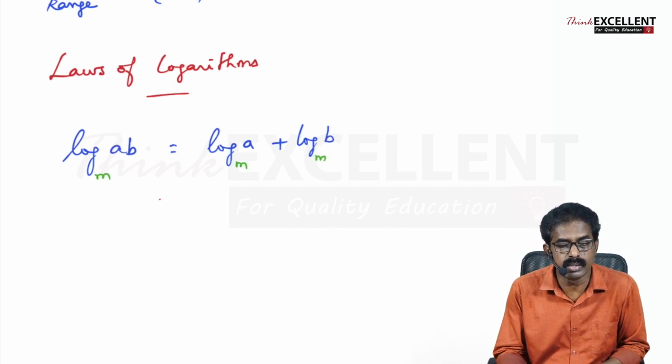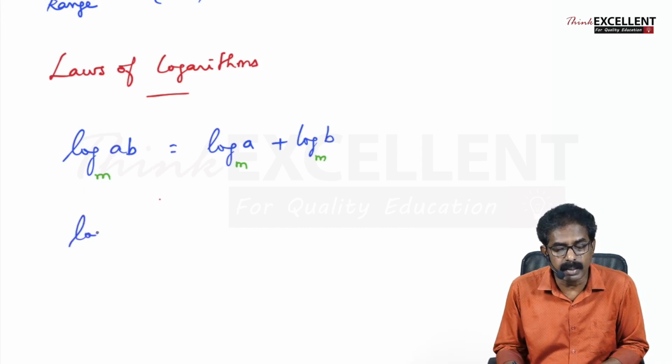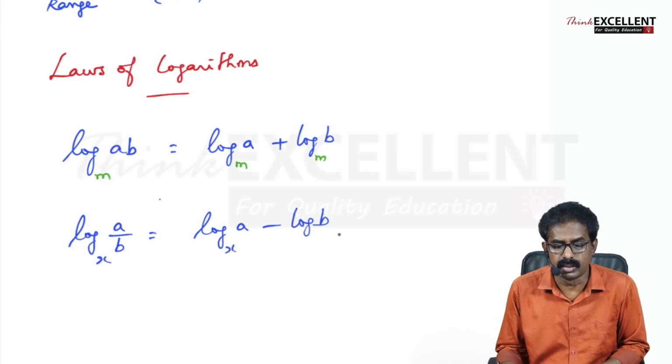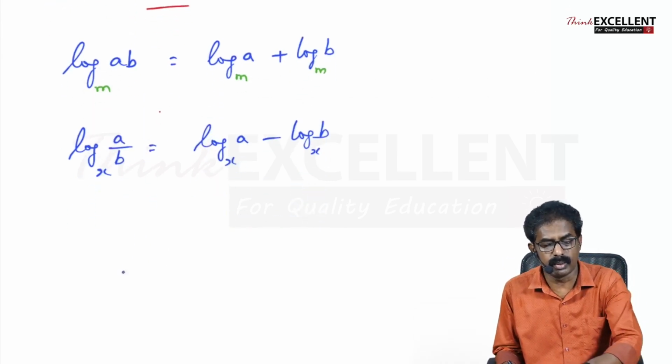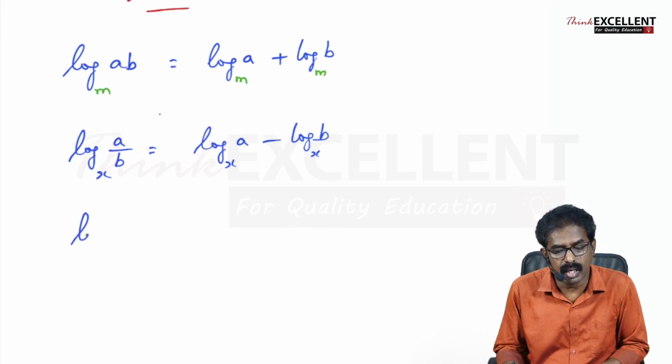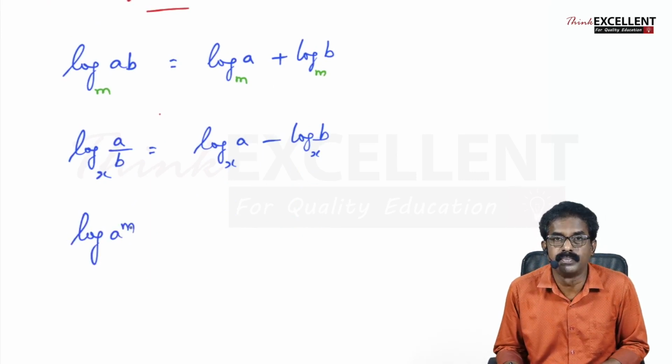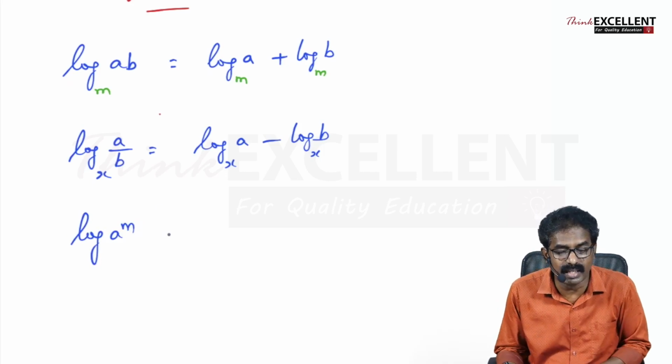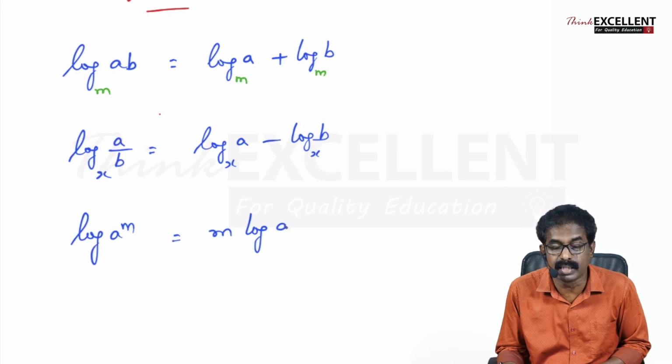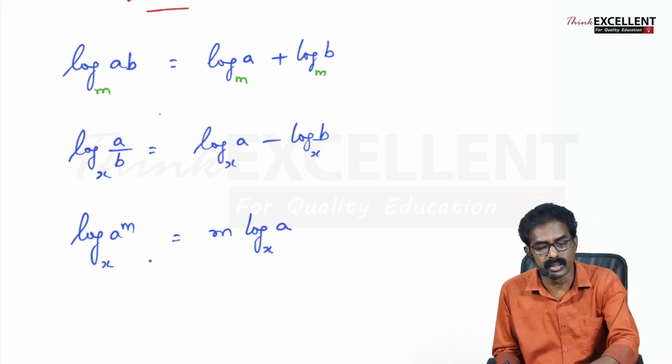Then quotient rule. What is quotient rule? Log of A by B can be written as log A minus log B. So the same base, whatever be the base, suppose the base is x, in all the cases it is x. Then the next one is power rule. Log a raised to m: the power comes to the front. Log a raised to m is m log a. The base, whatever base you have, you can write the same base. Okay, this is power rule.